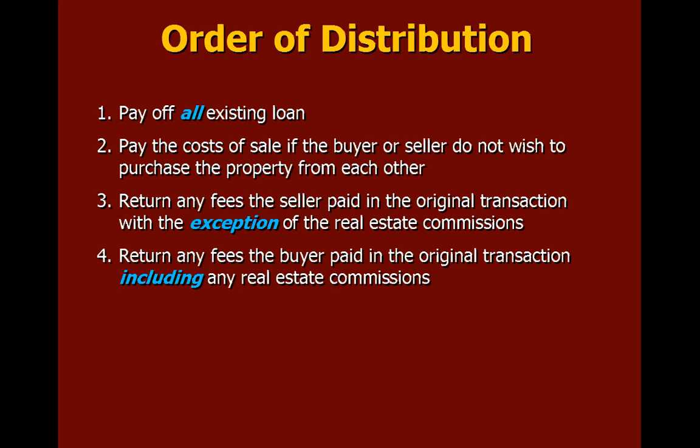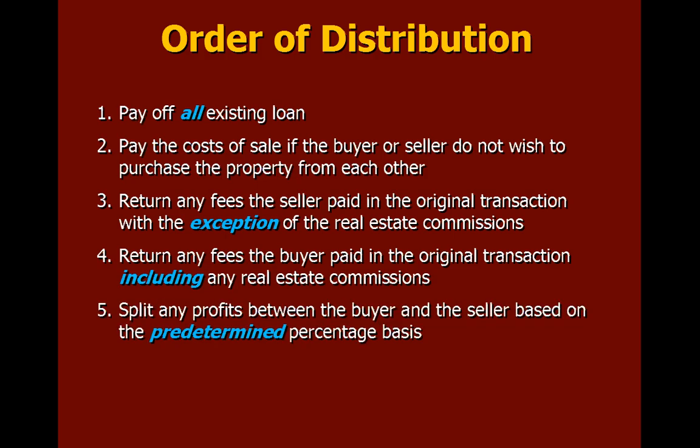So as the transaction goes together and we go down our list, when we run out of money, we stop. We're going to pay off all the existing loans, pay back the costs of sale if neither of the parties are buying the property from the trust. Third, we're going to return any fees that the seller paid, with the exception of real estate commissions. Fourth, we're going to return any fees the buyer paid in the original transaction, including real estate commissions. Finally, when we get to number five, we're going to be splitting any monies left over. Those are profits, and we're going to split those between the buyer and the seller on a predetermined basis.